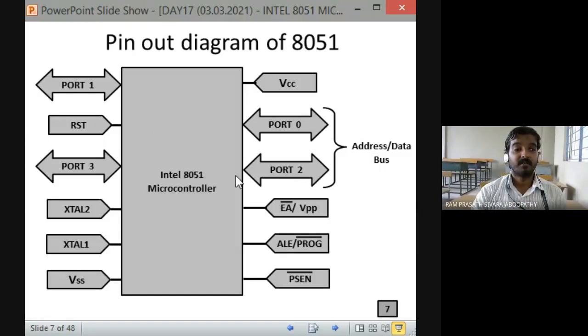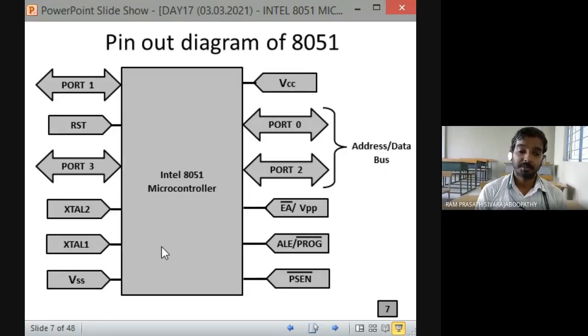Fine. Now apart from that it is going to have 3 more pins: EA bar / VPP, ALE / PROG bar, then PSEN bar. Out of these 3 signals, 2 signals are going to have dual function. If you observe carefully, EA bar / VPP and ALE / PROG bar, these 2 pins are going to have dual function. Now we will discuss in detail about all the pin functions. So this is the way the 40 pins are organized in 8051 microcontroller, correct?